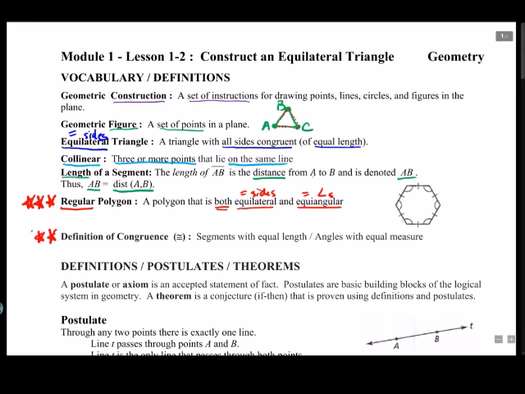Our first formal definition is the definition of congruence. Remember our symbol here. Congruence means if they are congruent, they are the same. And in math, that means equal. If we are talking about segments, congruent segments have equal length. If we are talking about angles, congruent angles have equal measure. Segments have length, angles have measure. So that's our vocabulary.